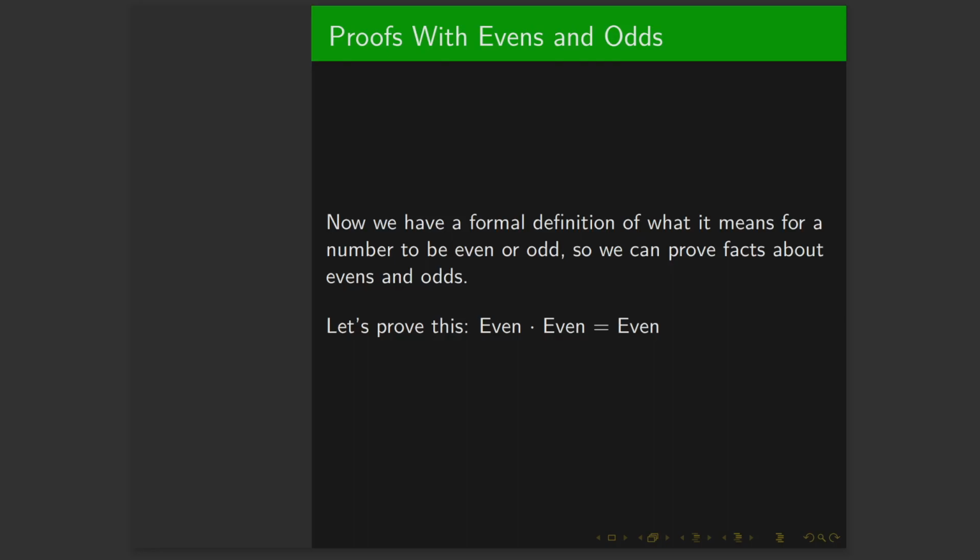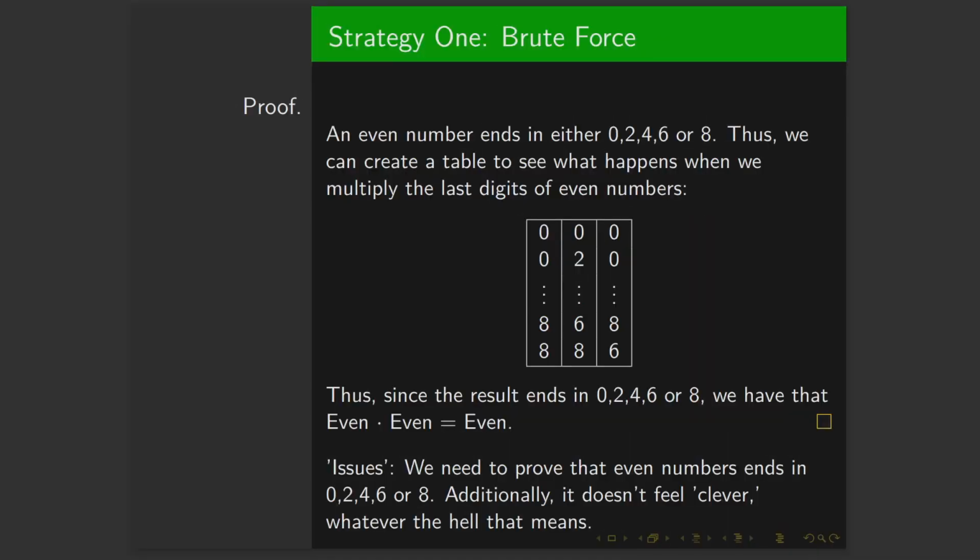Think about it for a bit, and we'll think about two different ways that we might go about this. Strategy 1 is just straight up brute force. We first notice that an even number ends in either 0, 2, 4, 6, or 8, and then just multiply all possible ending combinations, and we'll see that it always ends in 0, 2, 4, 6, or 8. And clearly, since at the end we get an even number, since that's what an even number is, it ends in 0, 2, 4, 6, or 8.